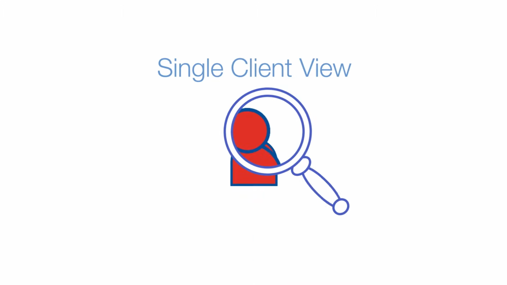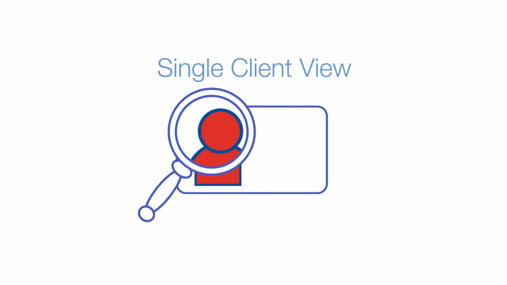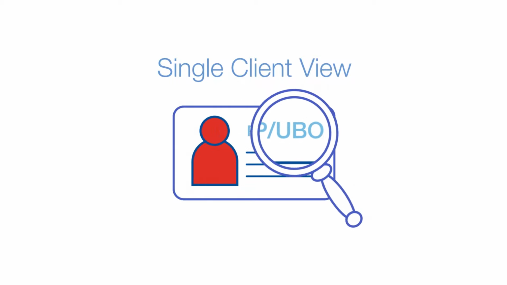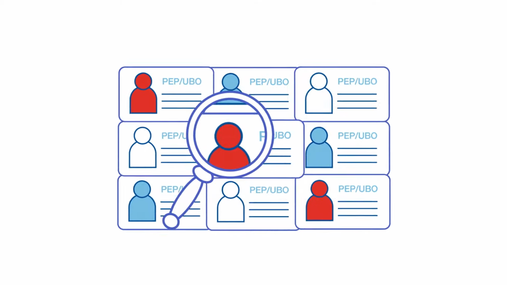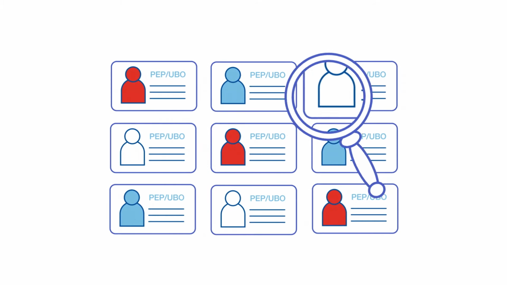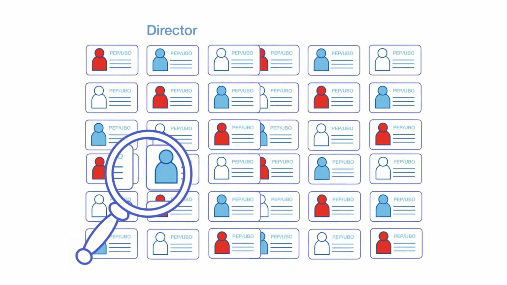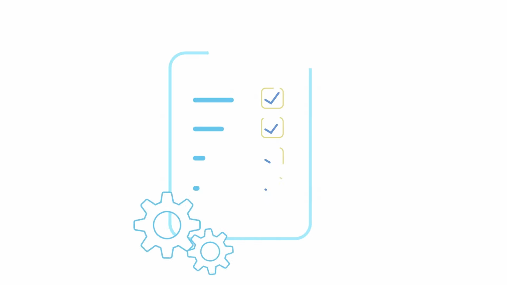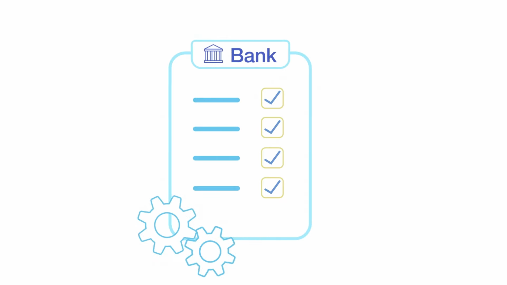More importantly, it creates a single view of the client, with the ability to identify the extent of politically exposed persons, PEPs, and UBOs across the client database, and in which capacity they are acting, for example, as director, shareholder, UBO, or guarantor. All this capability puts the bank in a competitive position.